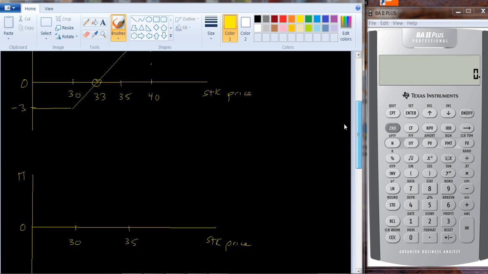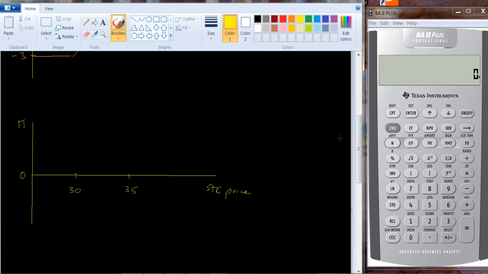So let's see what this one's going to look like. If we think about this, what's the cost of this strategy going to be? In this case, the cost is going to be the $3 for the 30 call that you bought, minus the $1 you receive for the 35 call that you're selling. So the cost is now $2. So you start here at $2.